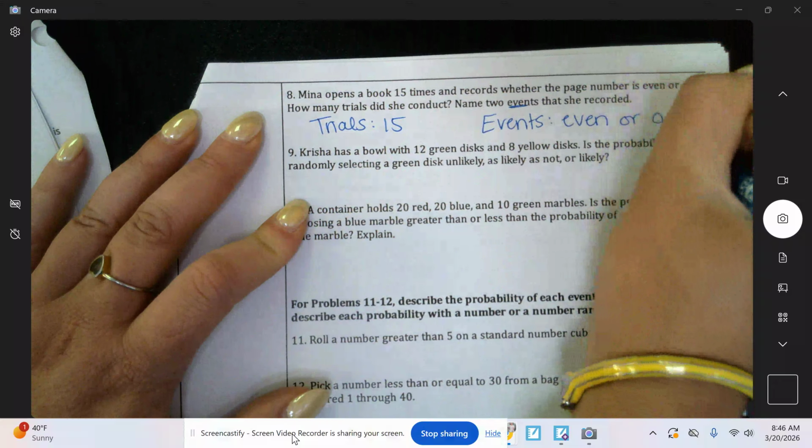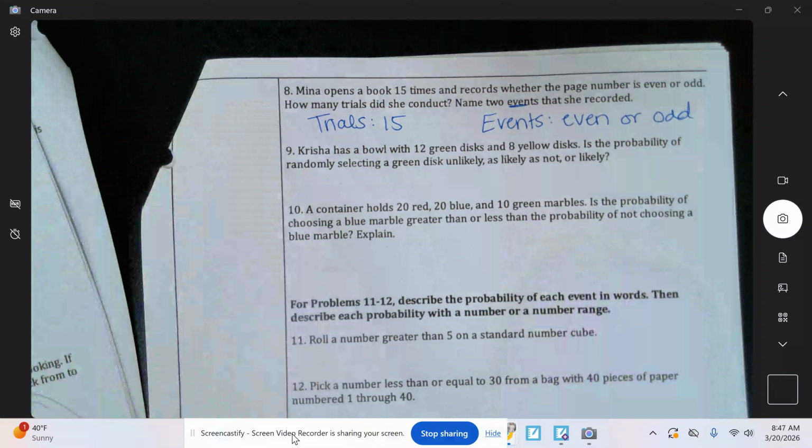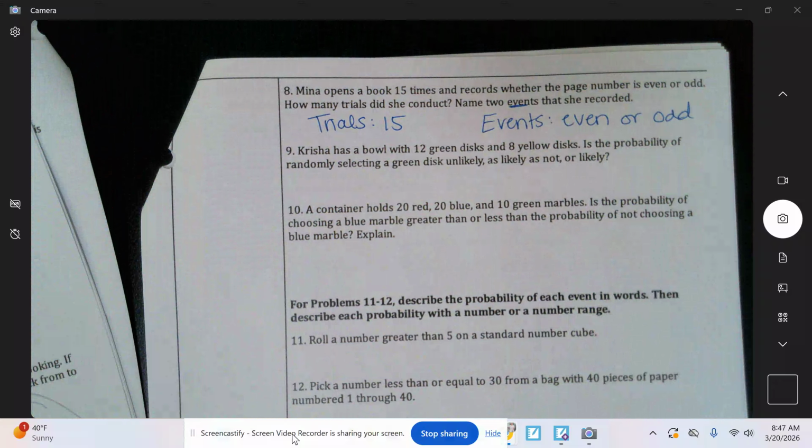So Haley, open your book real quick. Where'd you land? 173. Even or odd? Odd. Alright. Krisha? I don't know how you would say that. Krisha? I don't know.